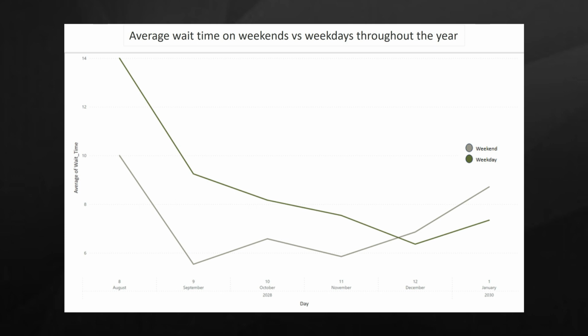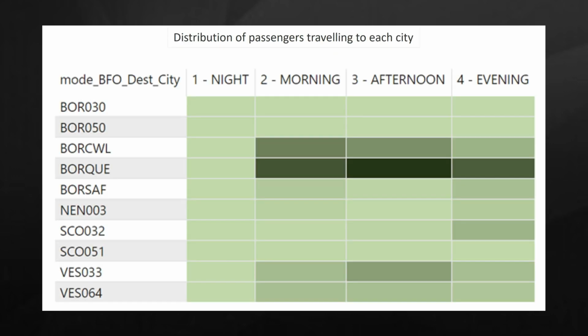It is also important to note that the average wait times appear higher in this graph because we included data from the year's dataset in order to show the average wait times for December and January.